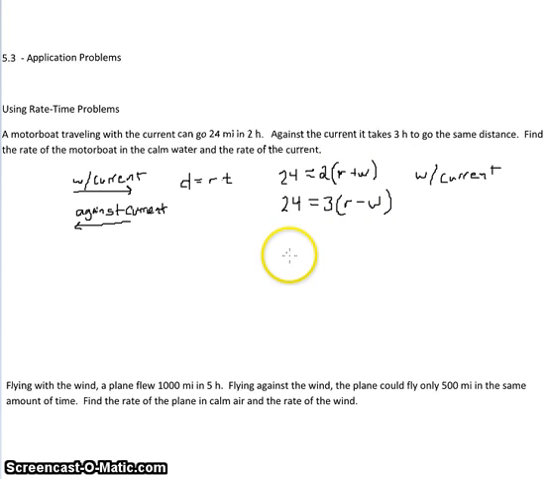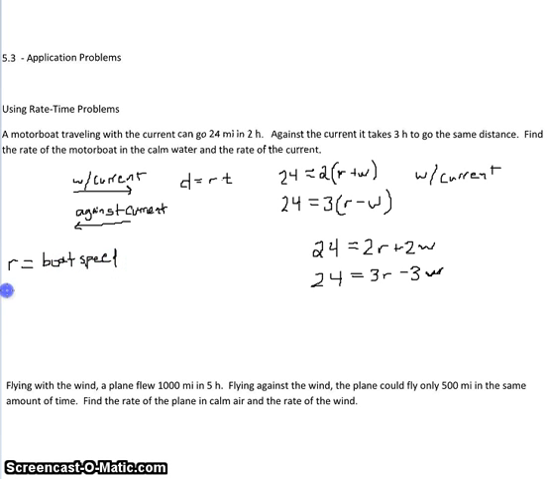So what we have here, even though it doesn't look like it because we have these parentheses, we have a system. And it looks like this. And again, R is the speed of the boat. W is the speed of the water. Okay, so we have this system, we should solve it.